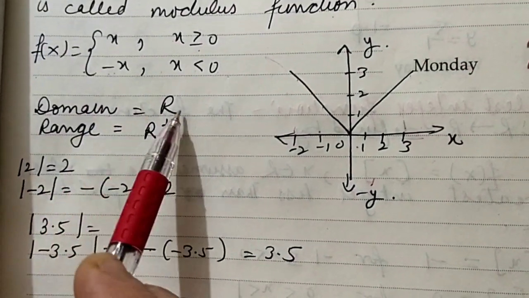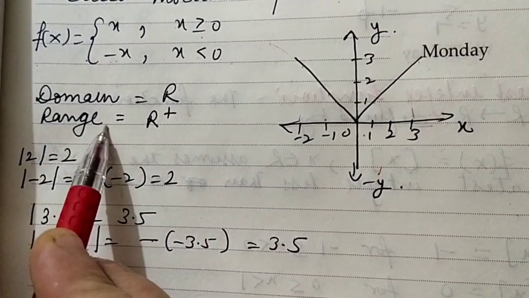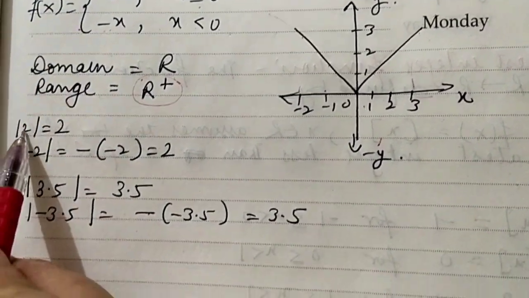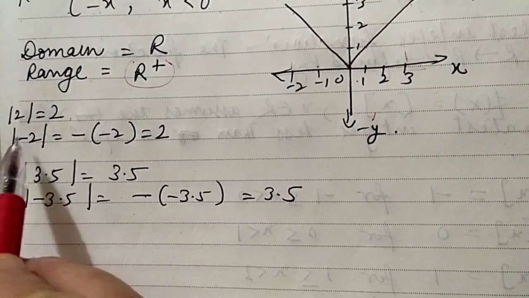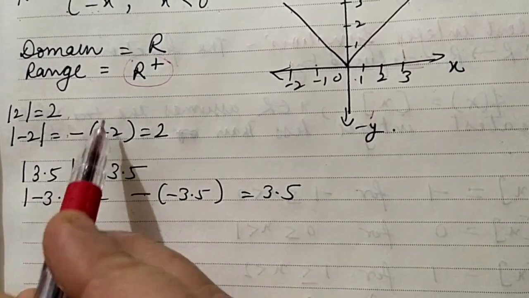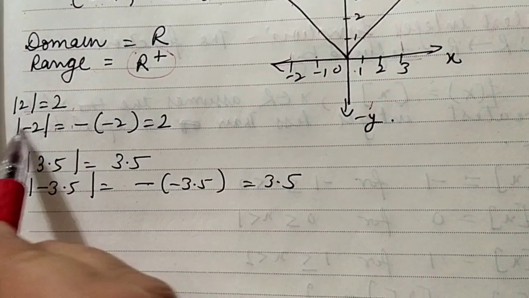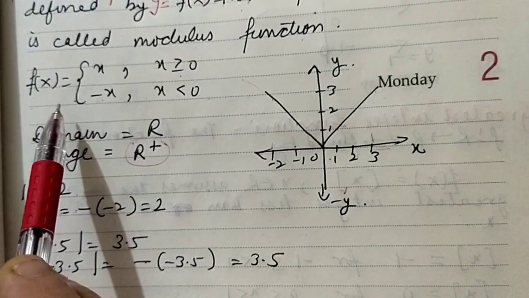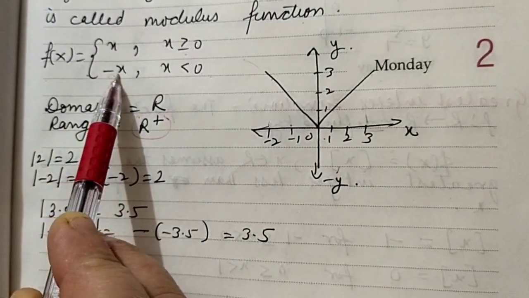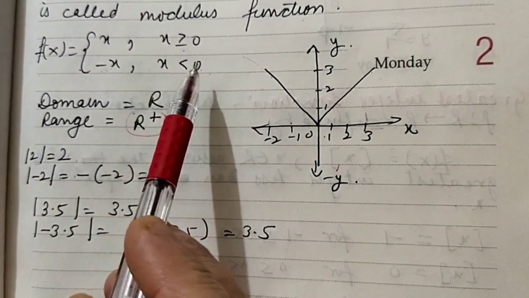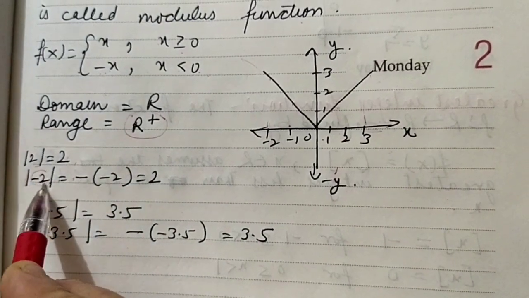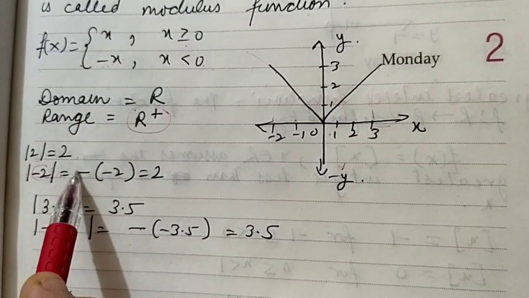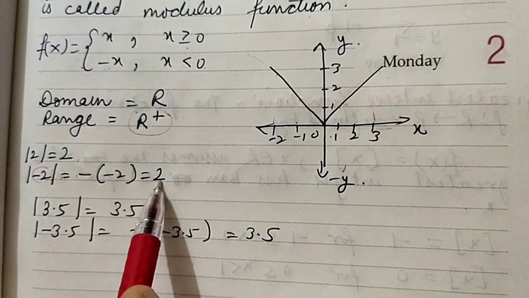Domain of this modulus function is set of all real numbers, and range is set of all positive real numbers. For example, modulus of 2 is 2, modulus of minus 2 is, now it is mod of a negative number. According to this definition, f of x is equal to minus x when x is less than 0. Now it is minus 2 means it is less than 0. So answer is minus x, means minus of minus 2, it is again 2.